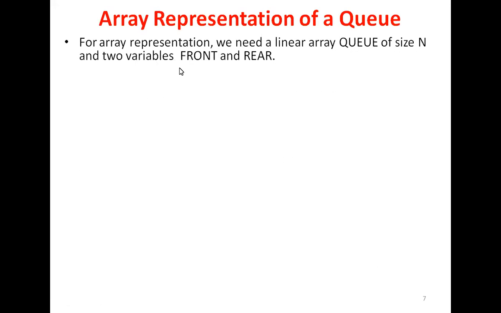And two variables we will use: the first is front, and the second is rear. We have already discussed these in the previous slides. We will use an array, and we have to define its maximum size, that is the total number of elements that can be stored in that array. Data items can be inserted at the rear end, and deletion can be done at the front end. So this is the first point in case of array representation of a queue.